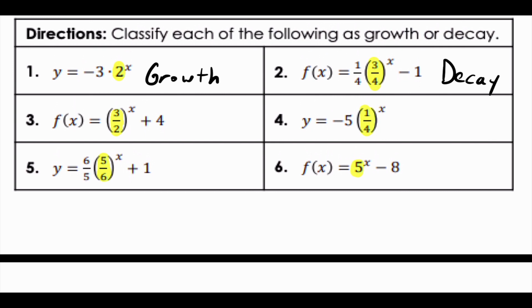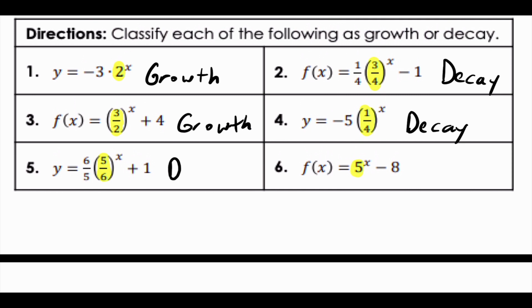Okay, so I highlighted the B's. Those are the B values. 3/2 is 1.5. It's bigger than 1. So not necessarily a fraction. Some people say if it's a fraction, that means it's lower than 1. No, there's a lot of fractions that are bigger than 1. Number 4, the fraction for number 4 is smaller than 1, though.